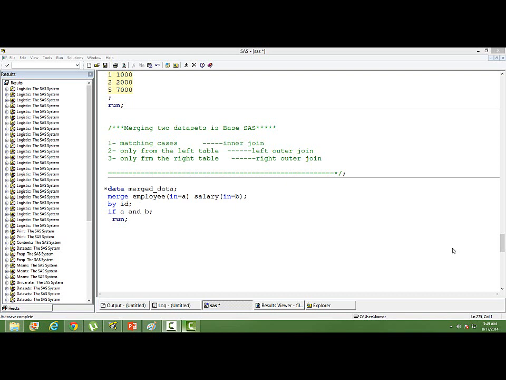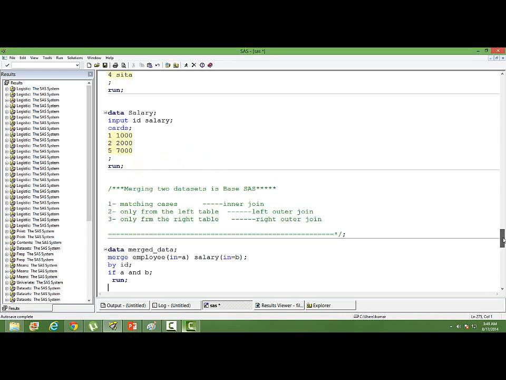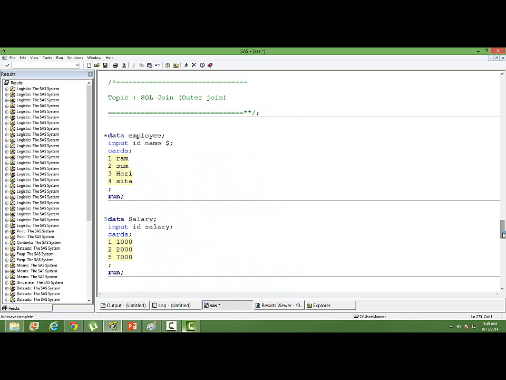In this session, we will learn how to merge two datasets in SAS using base SAS. We can of course merge two datasets using proc SQL, but using base SAS, how do we do that? I have taken two datasets, the same datasets that I had earlier used in the proc SQL sessions.